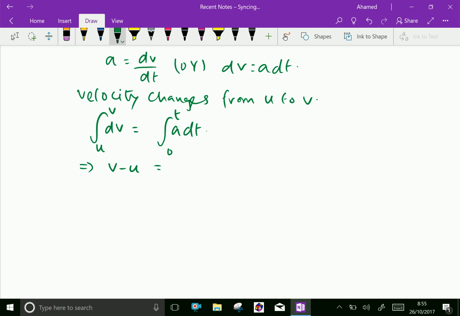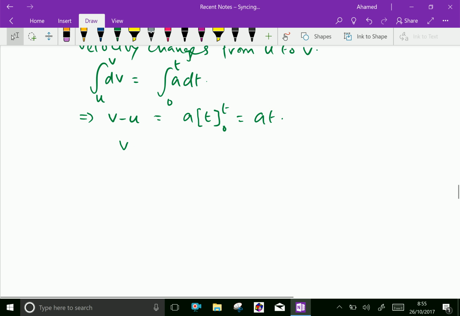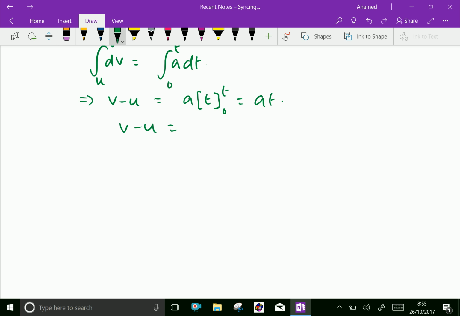Here the integral of a dt is at. a is a constant and t with respect to 0 to t gives at. We have v minus u equal at, then v equal u plus at, which is the first equation of motion.